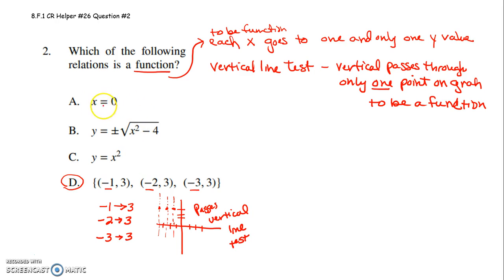A couple of items here. X equals 0. So that means I can choose any y I want, but x has to be 0. So if I start doing some points on this graph, it would be 0, 1. X has to be 0. 0, I can pick any y I want, 2. 0, 3. I have my x, 0, trying to map to lots of different points. Not allowed.